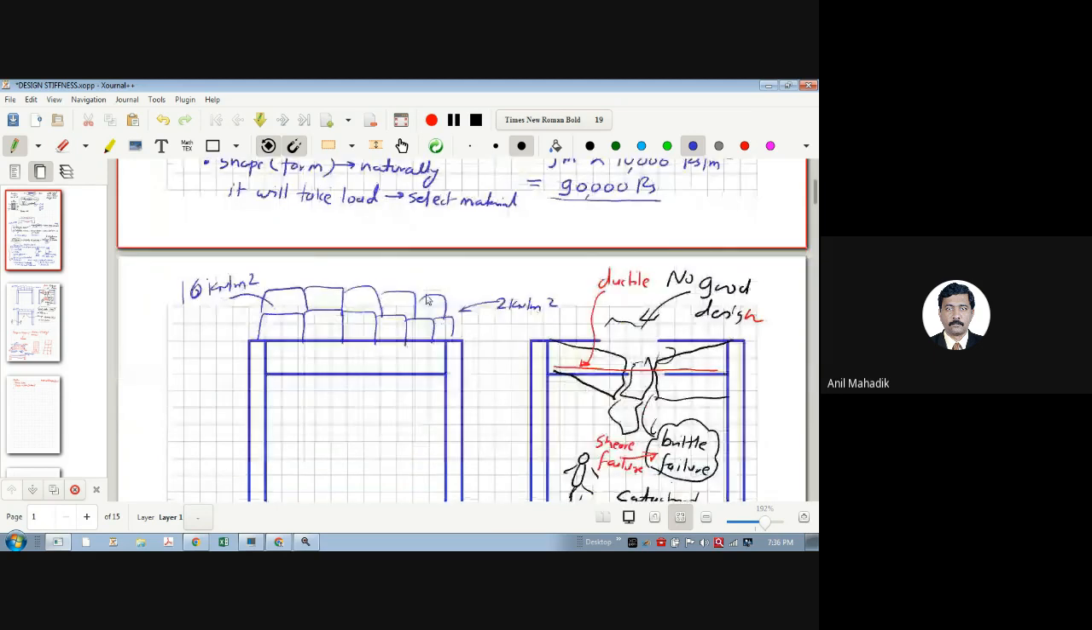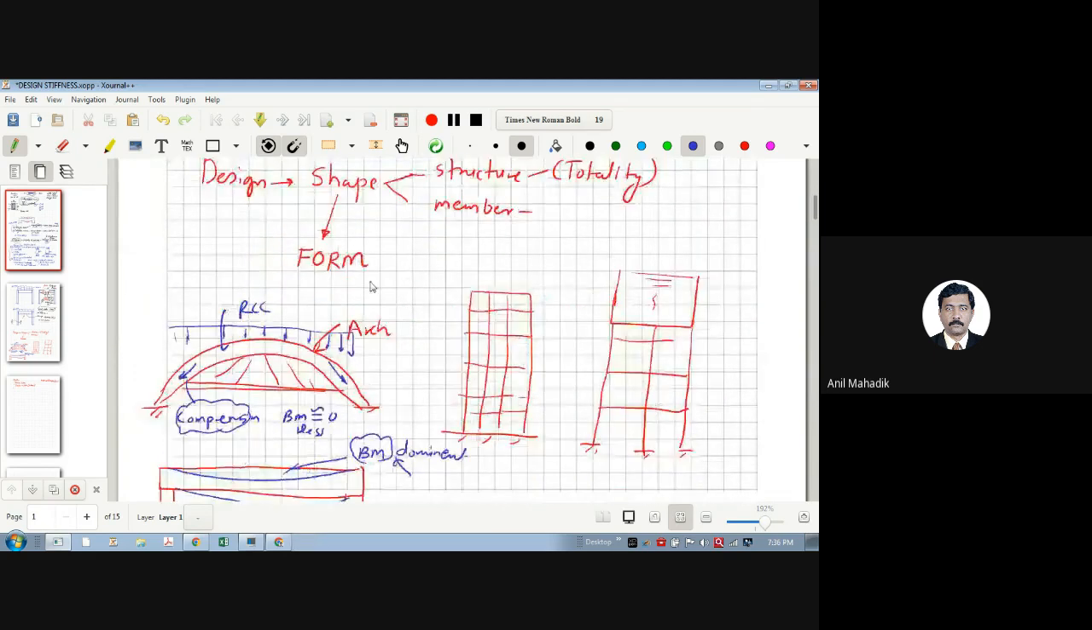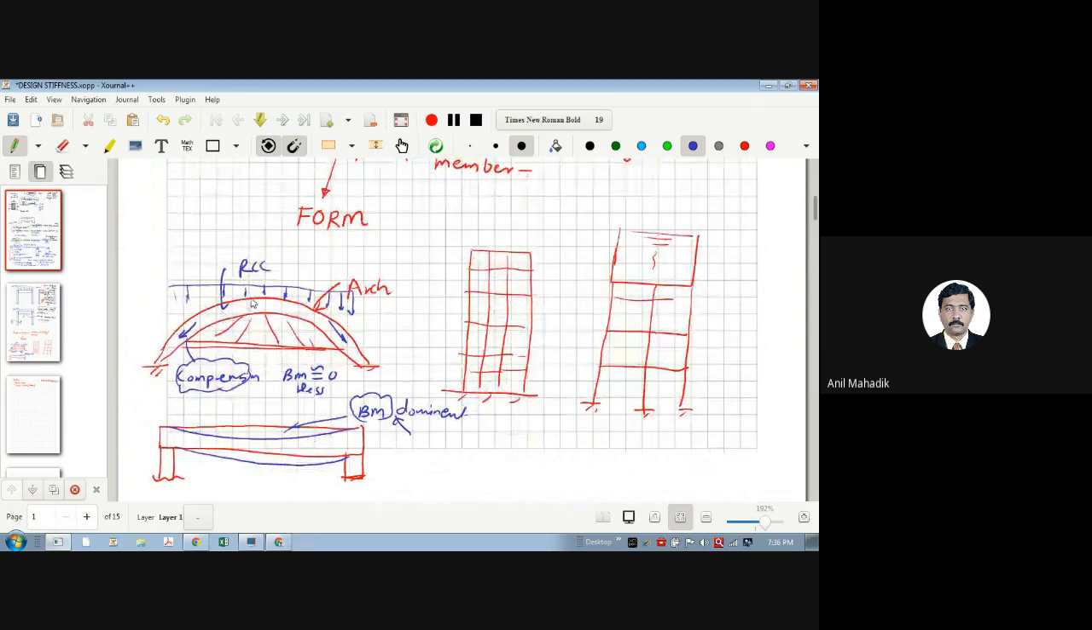For example, if there is compression, then one can think of putting RCC material here, because all of you know that concrete takes compression. So designing this arch using concrete will be a good choice. Let's say, to understand the concepts. I know there are steel structures in arches also, but try to understand the concept.